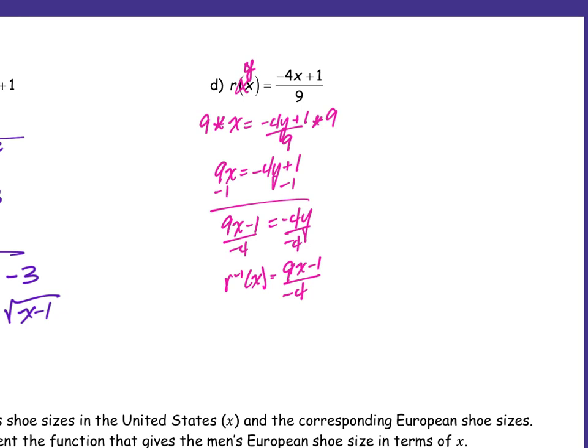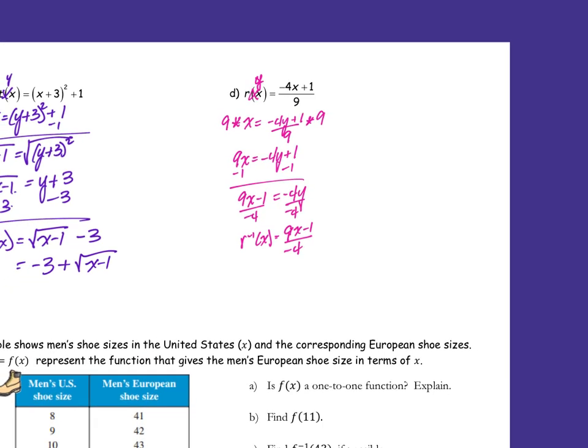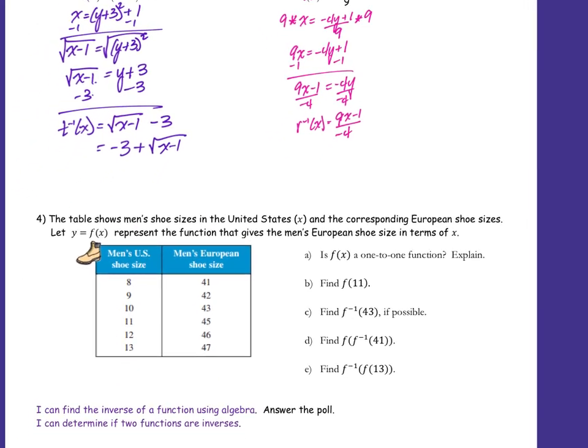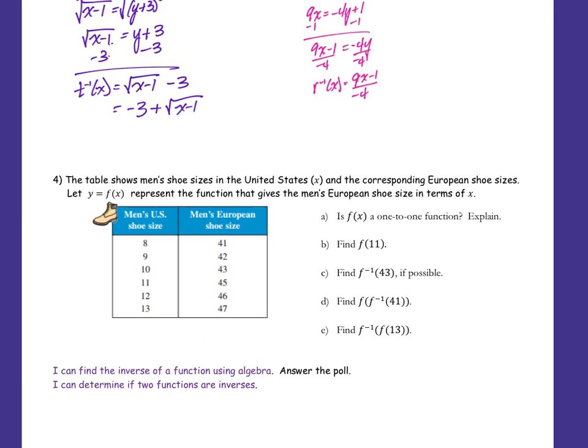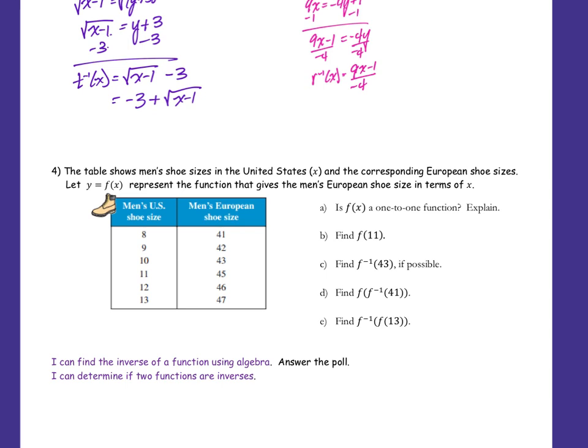Is that okay? Is it not too bad? Okay, can I ask about inverses in a table now really quick? The table shows men's shoe sizes in the United States and the corresponding European shoe size. Represent the function that gives the European men's shoe size in terms of x.